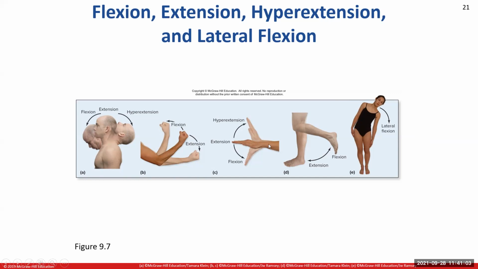Same thing here with the wrist. Put your hand straight out. Now flex your wrist, bringing your wrist forward. That's flexion. Returning it back to the extended position straight out, that's extension. Hyperextension is bending it all the way back. So you can see these examples. Same thing here with the knee.